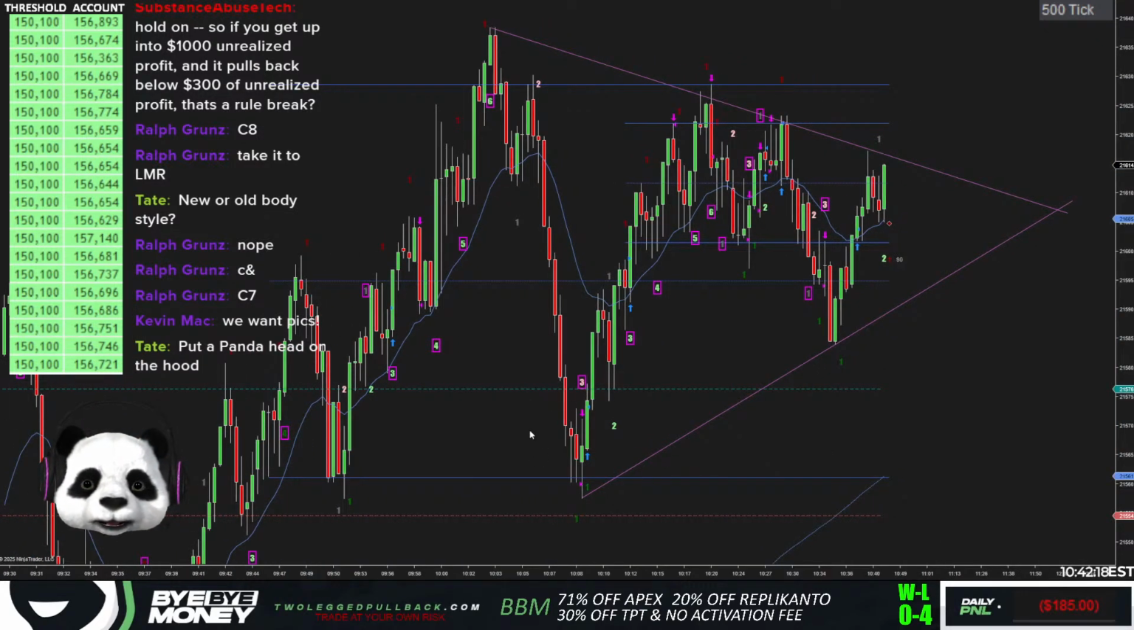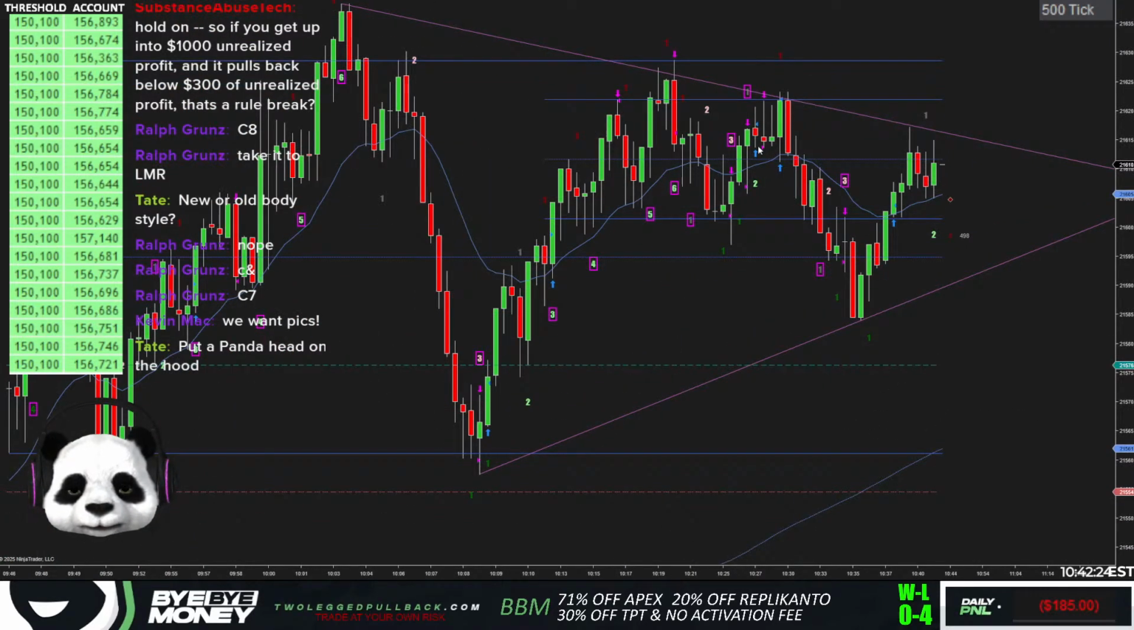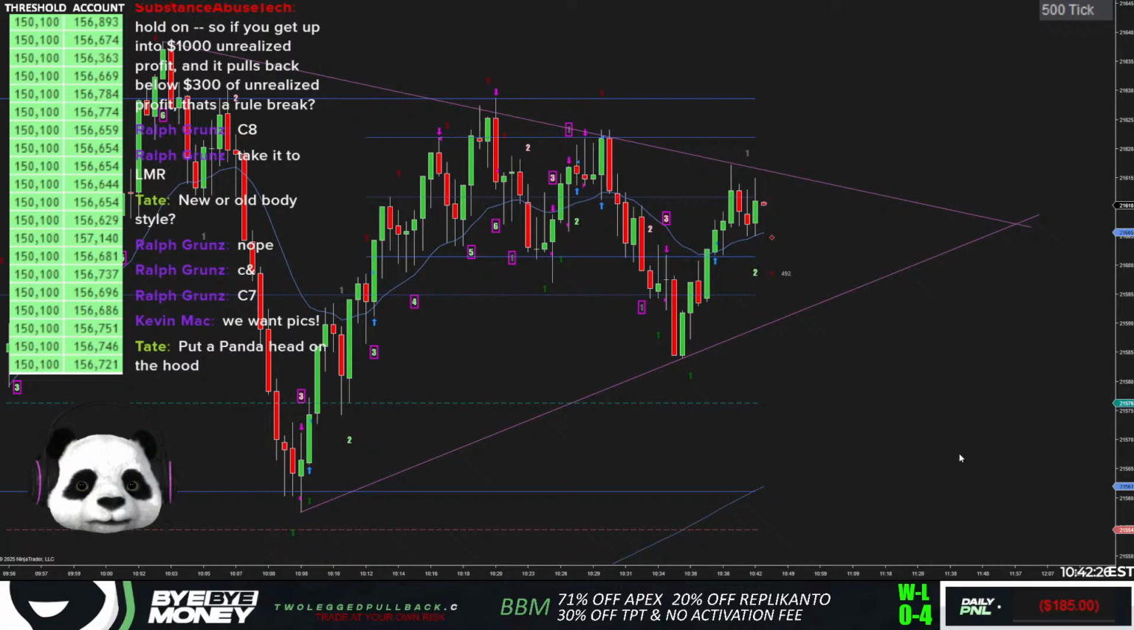Could be a double bottom turning into a triangle to break out. That's what it looks like might be happening here. Double bottom, creating a triangle to break out now. But what do I know, Pandas? I don't know anything. Nobody knows. Who's going to know? This is just absolute diarrhea right now.